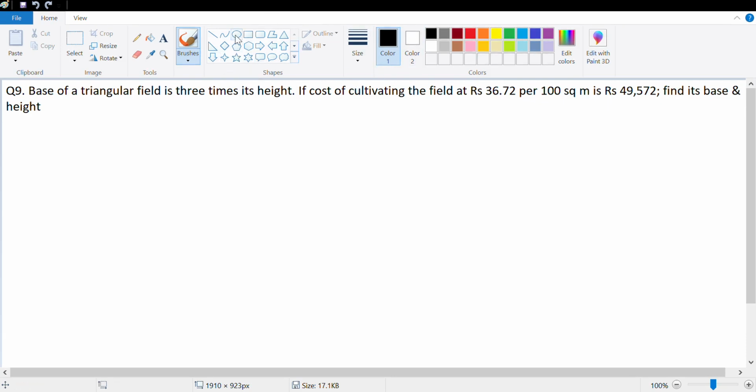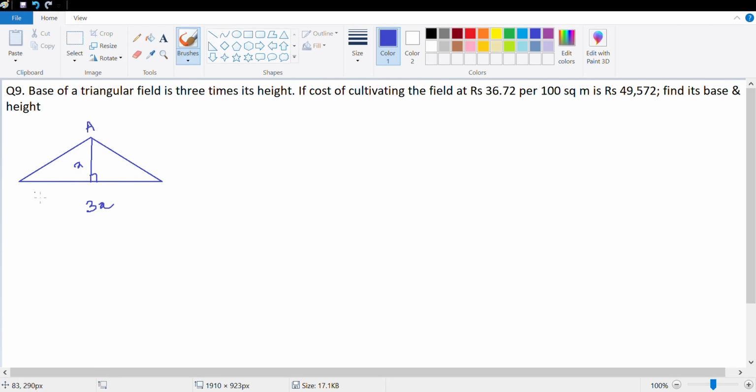Base of a triangular field is 3 times its height. Okay, so base is 3 times its height. Perfect, so approximately something like this. And let's draw the height as well. So this is the height. Perfect, so let the height be x. Therefore, the base is 3x.